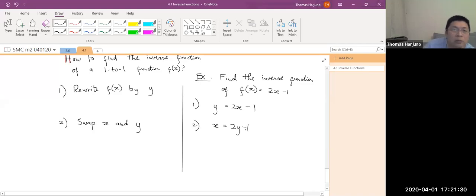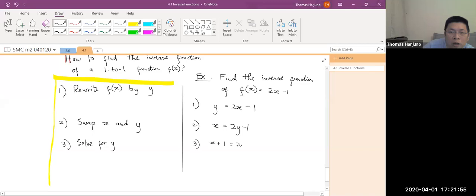Please write this down, especially the one here, because I will come back here later on. Now, the third step is solve for y. So in this example, x plus 1 equals 2y, divided by 2, 1/2 x plus 1/2 equals y. Or you can also say y equals (x plus 1) over 2.